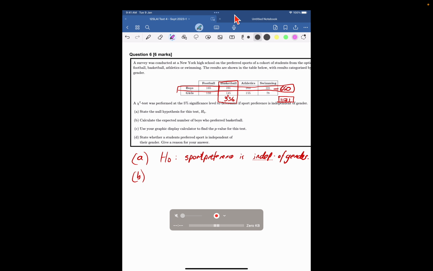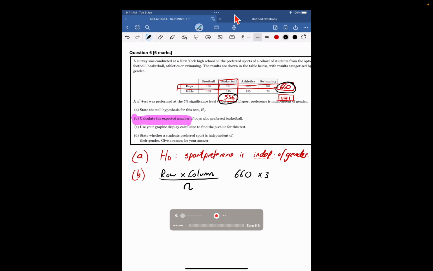Now B's a bit naughty, it says calculate. Now normally you can get this straight from your calculator when you do the table of observed, and then you do the test and you can get the table of expected. It does say calculate, so there is a magic formula for us. It's row total times column total divided by the total number surveyed. Now you can see that the row total is the boys, which is 660. The column total is basketball, which is 336. And the total number is 1171. So yeah, I'm afraid you just have to do those totals, and we'll go to our calculator to get that.